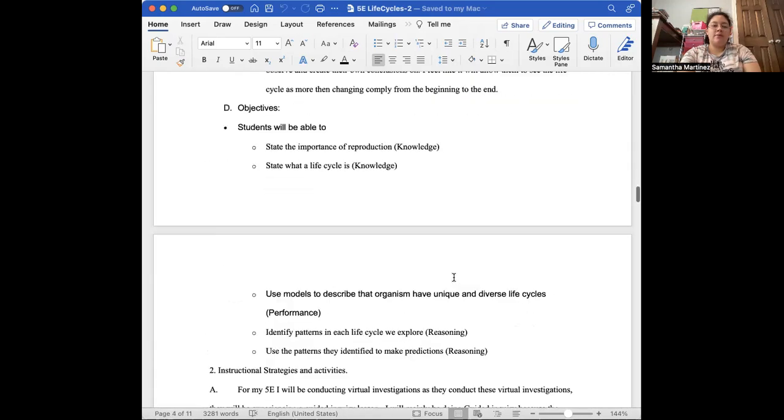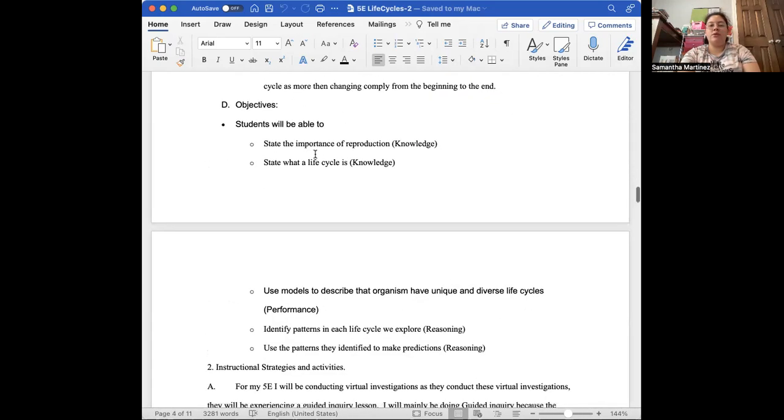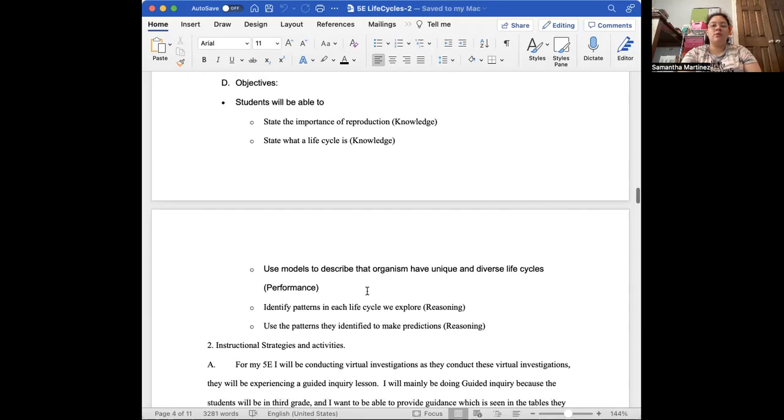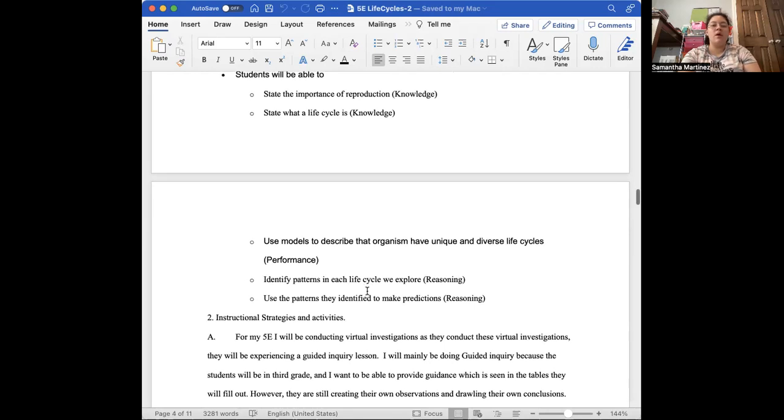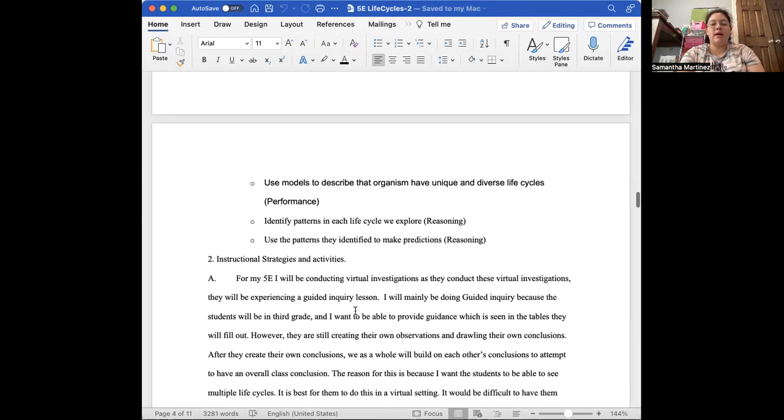So my objectives are for students to be able to state the importance of reproduction, of course, based on that assessment boundary, state what a life cycle is, use models to describe that organisms have a unique and diverse life cycle, to identify patterns in each life cycle we explore, and then lastly, to use patterns that we identify to make predictions.